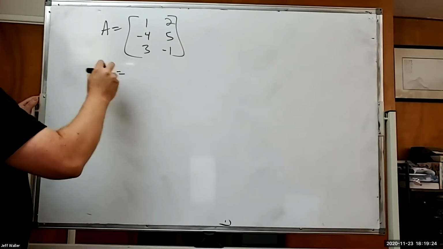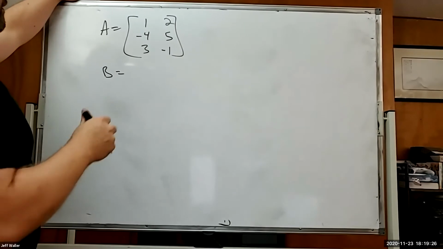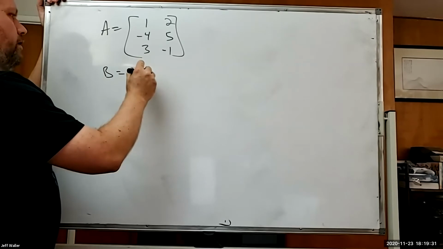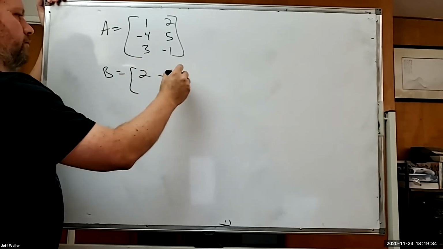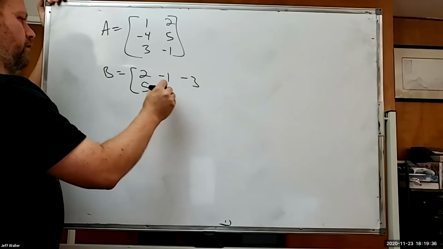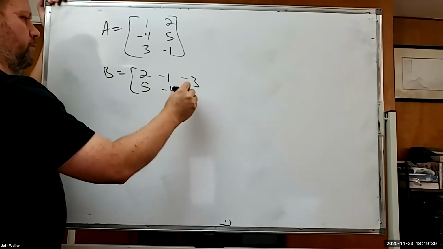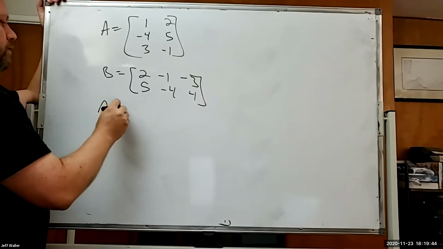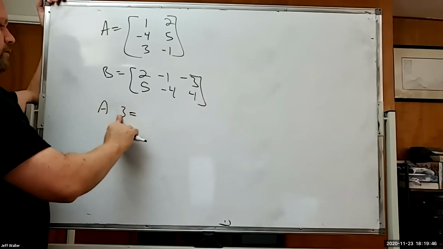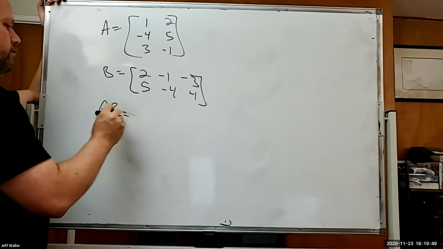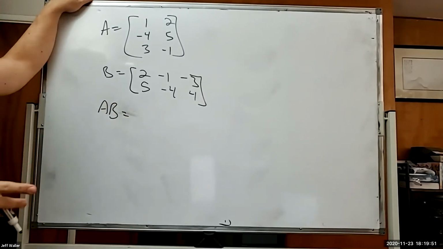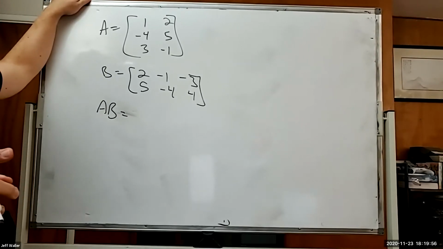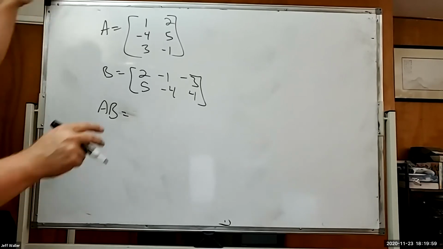Let's say B is, you could do it, Jeff, 2, -1, -3, 5, -4, 4. And I want to know what A times B is. Let me just write it like this, so it doesn't get too freaky. First off, can I do that? What do I check to see if I can do this multiplication? What are the dimensions of this guy?